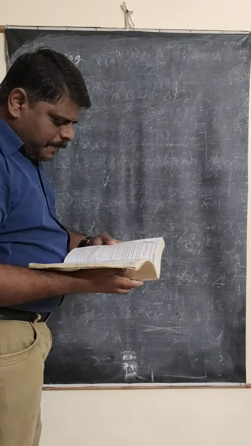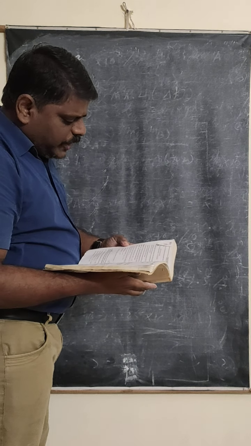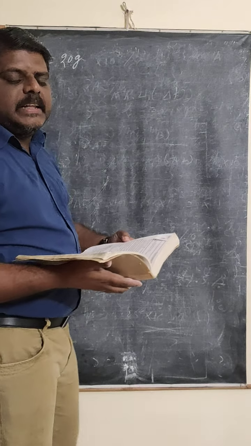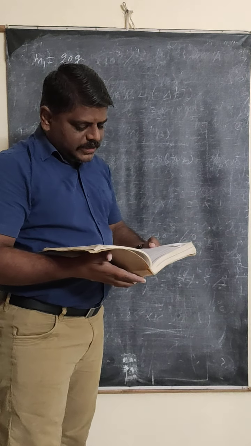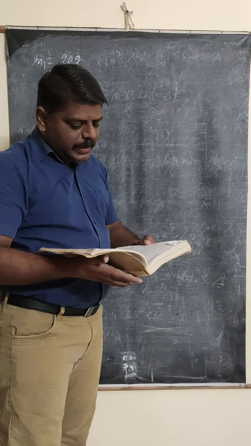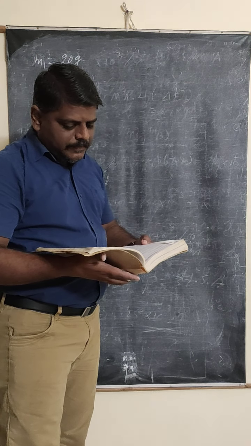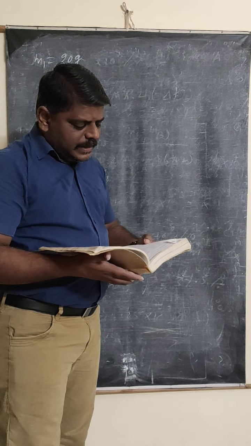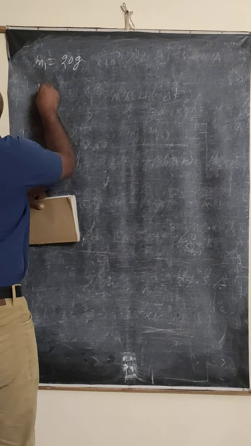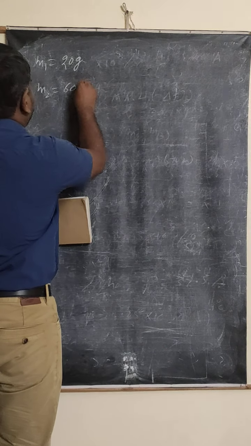Next value: the bottle is going to be filled. The initial temperature is 30 degrees Celsius and the final temperature is 80 degrees Celsius. It is increased from 30 degrees Celsius to 80 degrees Celsius. And 2.2 grams of the liquid is going to be expelled. The mass of the bottle with the liquid, M2, is given as 60 grams.